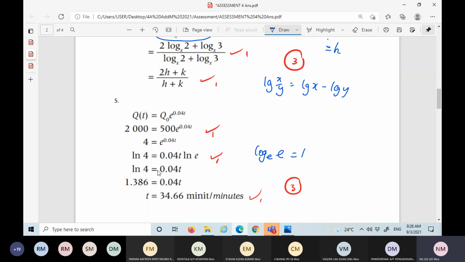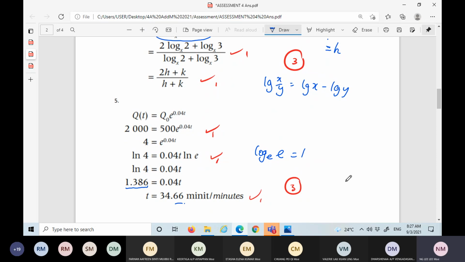So you see the equation now becomes ln 4 equals 0.04t. Just move the 0.04 to this side. So you press the calculator straight away, ln 4 divided by 0.04. I'm afraid if you round off ln 4, because I think it's an infinite decimal, and then you only divide by 0.04, maybe your final answer will not be accurate. Don't round off. Okay, ln 4 from your calculator, divide by 0.04.